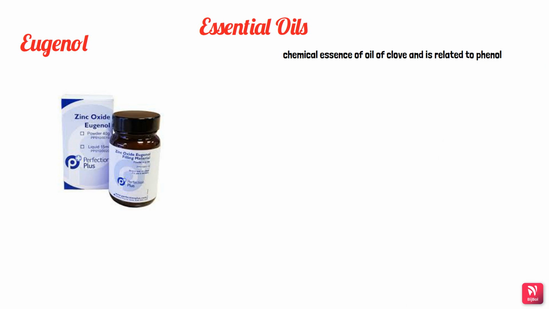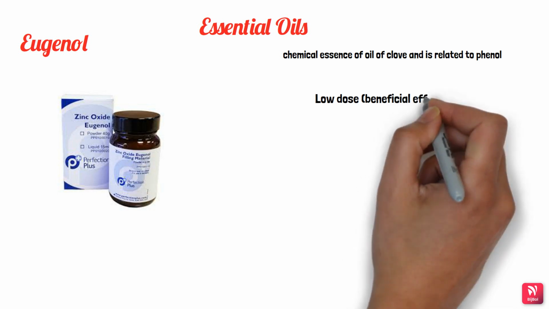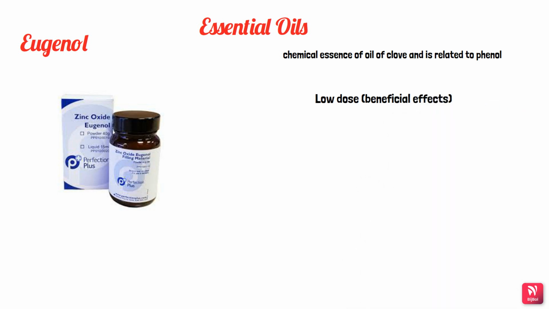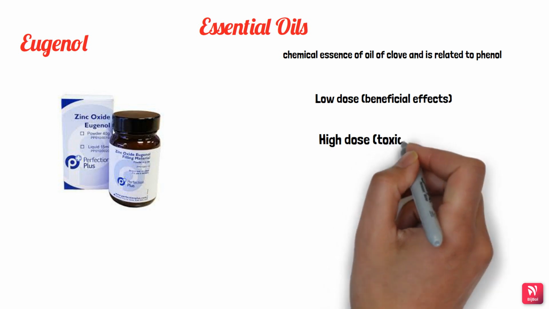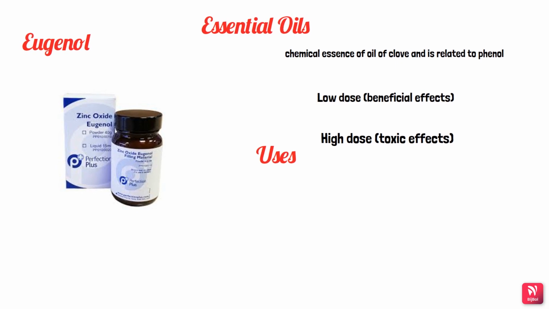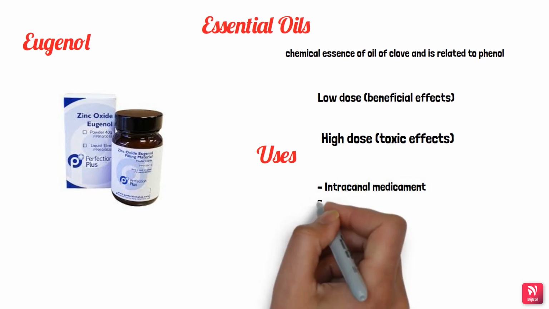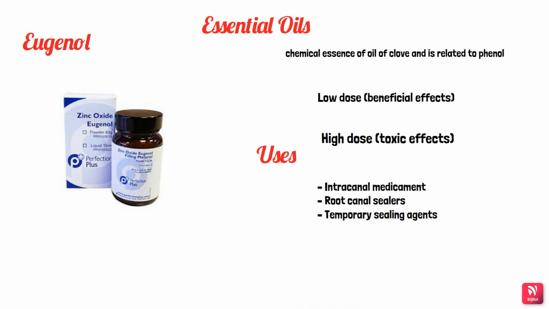The effects are dependent on the tissue concentration of the eugenol, which can be divided into the low dose, which has beneficial effects, inhibiting prostaglandin synthesis, whereas the high dose has toxic effects, causing cell death and inhibiting cell respiration. The uses of eugenol include use as an intracanal medicament, use as a root canal sealer, and also as part of the temporary sealing agents.